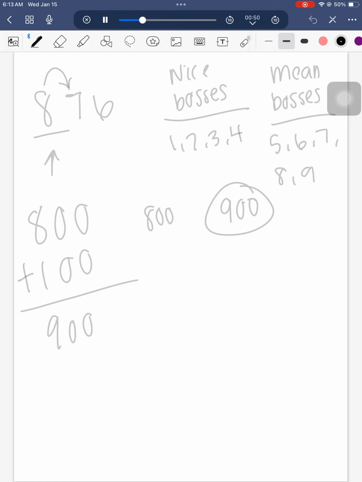So this is going to be 1, 2, 3, 4. And then mean bosses are going to be 5, 6, 7, 8, and 9. Okay, 5 is one of those middle numbers. So if it's equal to or greater than 5, it's a mean boss. So looking at our 6, we see that 6 is a mean boss, which means that's going to push us up. So we're going to have to round up.